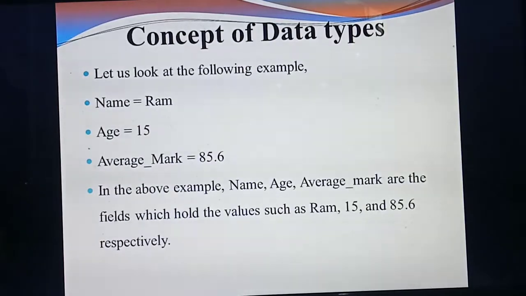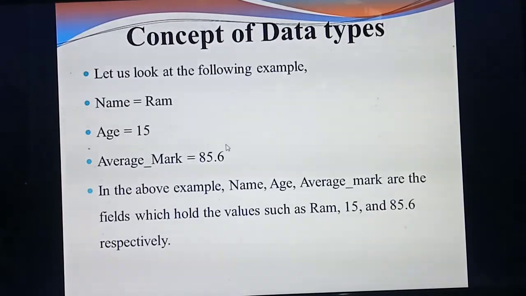So the next one is the concept of data types. What's the main concept of data type, or how is a data type working? Listen carefully. They have given one best example in your book. Name equal to Ram, the name of a particular student. Then age equal to 15, so the age of the student is 15. Then average mark equal to 85.6, so the average mark of the particular student is 85.6.